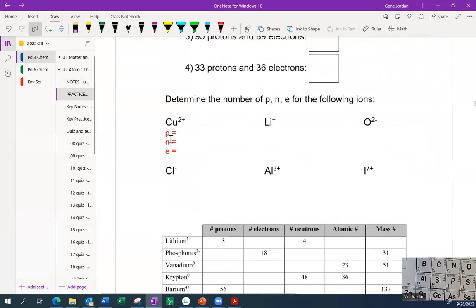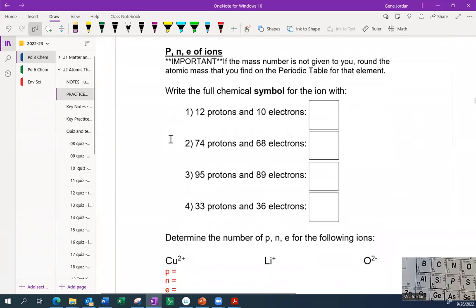8 to 10. So you start here: write the full chemical symbol for the ion with 12 protons and 10 neutrons. So the first thing is we look up element 12, and that will identify our element. So element 12 is magnesium. You'll see element 12. So I'm going to write magnesium here.